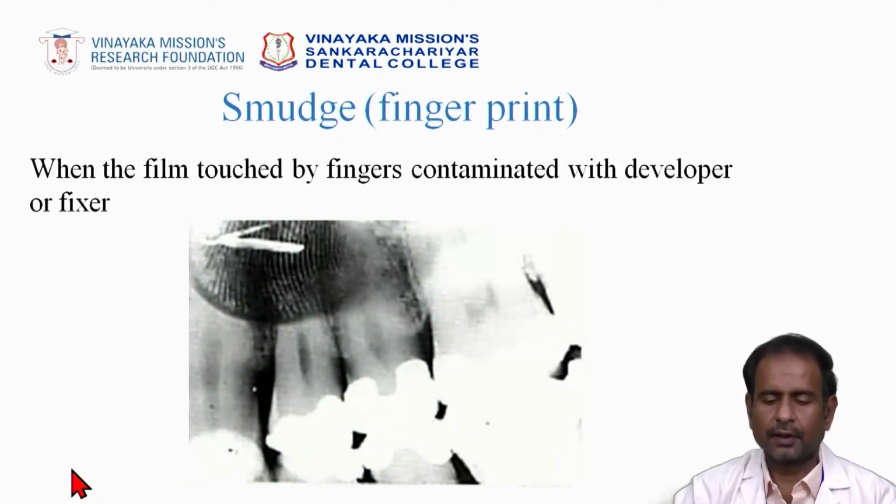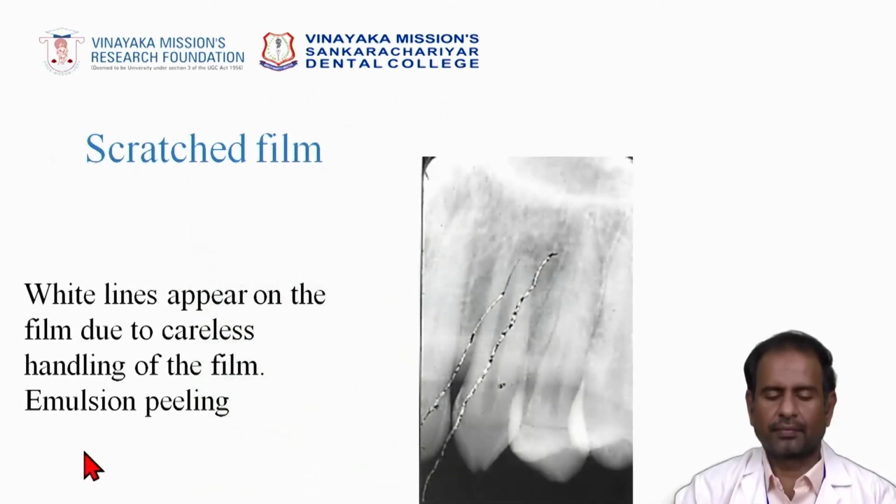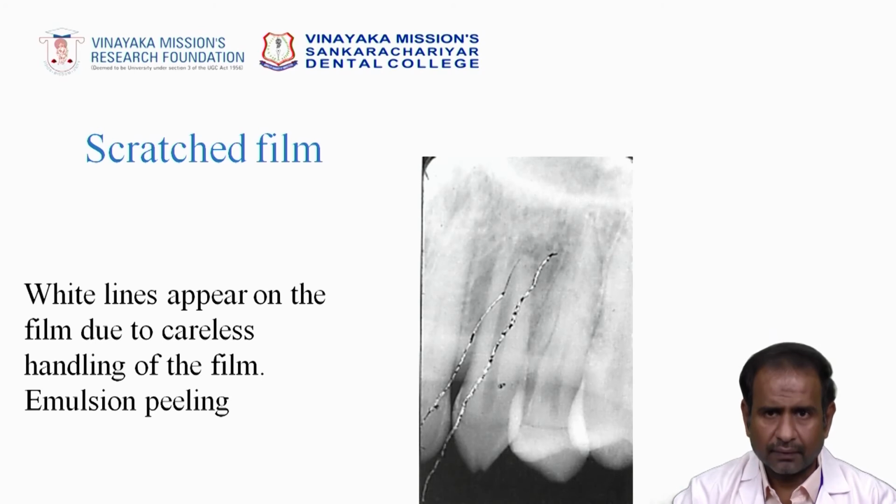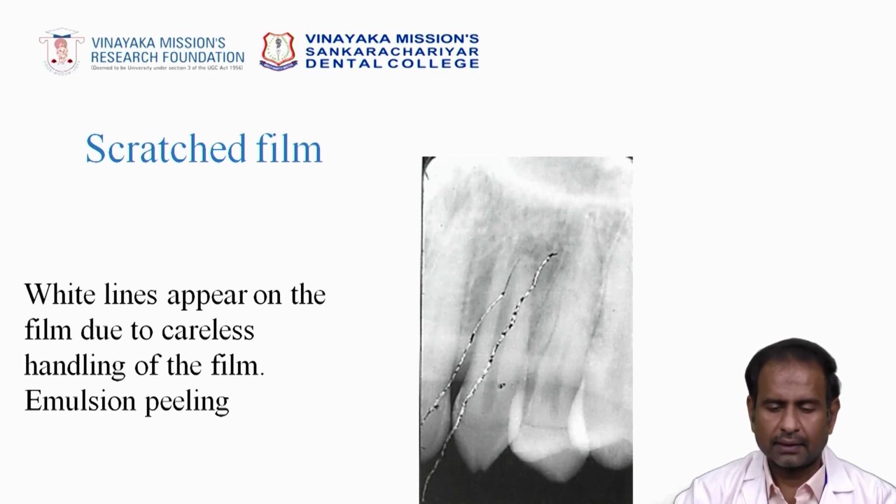Smudge or fingerprint: when the film is touched by the fingers, contaminated with the developer or fixer, there is a fingerprint. It is a very common error. Then scratched film. X-ray film is coated with some kind of emulsion, and sometimes during the developing time the film is very soft.